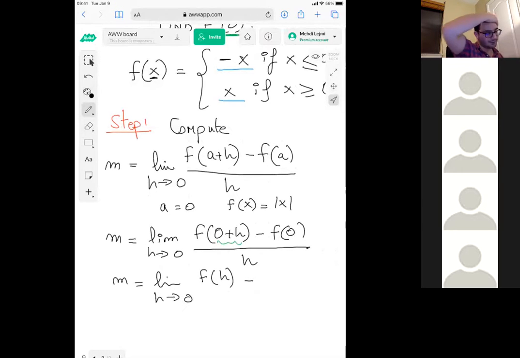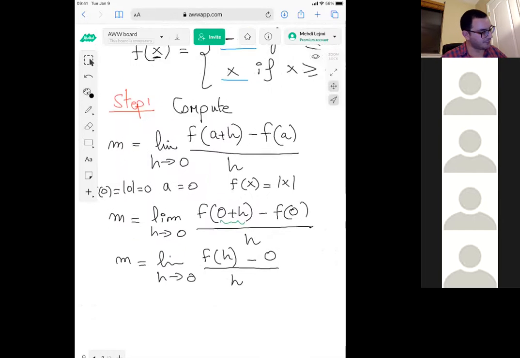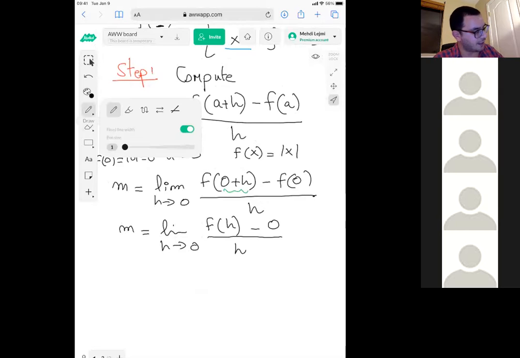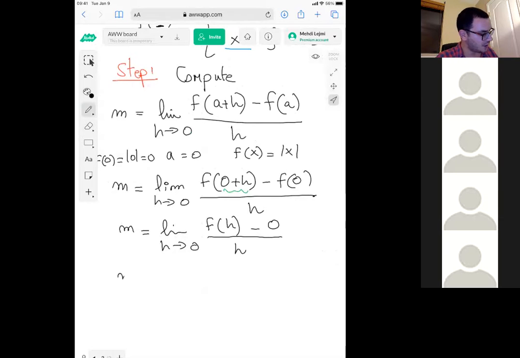So what's f of 0? f of x is the absolute value of x, so f of 0 would be just the absolute value of 0, which is just 0. So it's just minus 0 over h. Now, what's f of h? Well, f of x is the absolute value of x, so f of h is just the absolute value of h. This is limit h going to 0 of the absolute value of h over h.